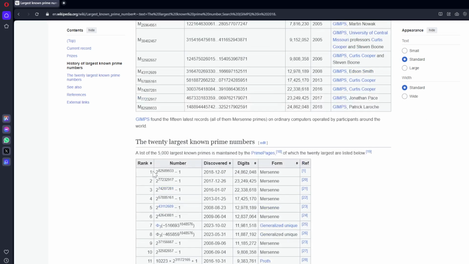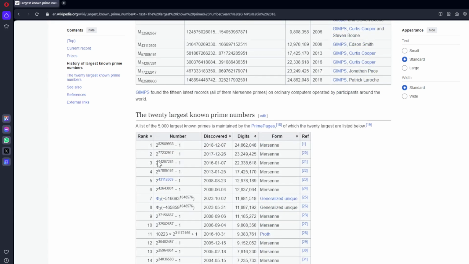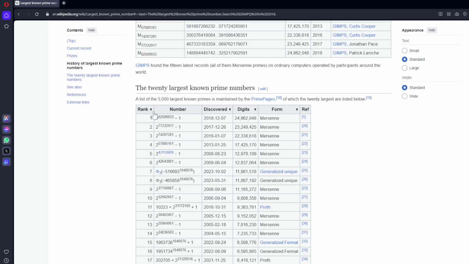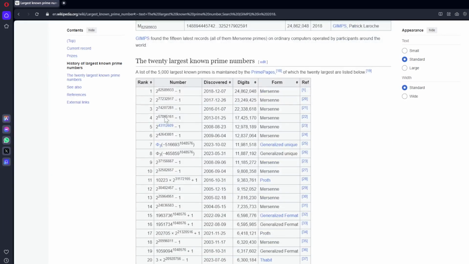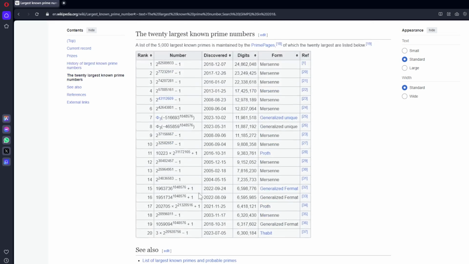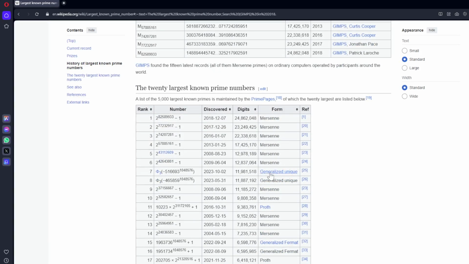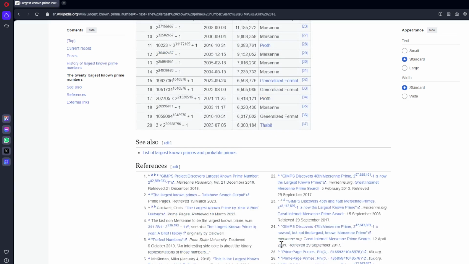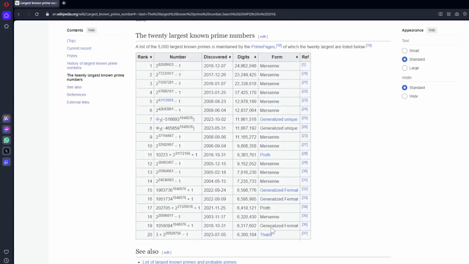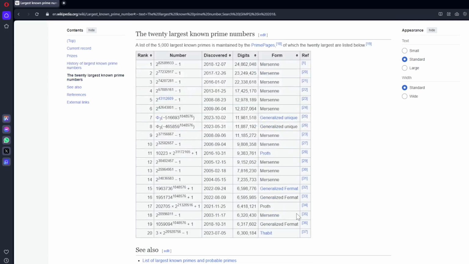So these are the prime numbers and what they actually look like. They're just putting it as M-whatever, but here's what they actually look like. Generalized, unique, Mersenne, Proth, generalized... damn. Well, if you look up these words and learn them, that'll add some more dialect to your lingo. I don't know.